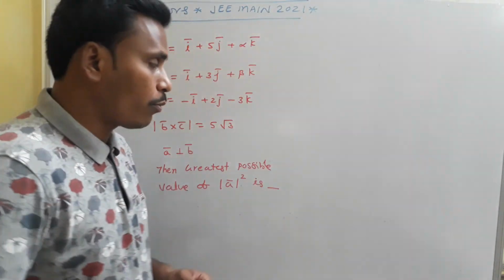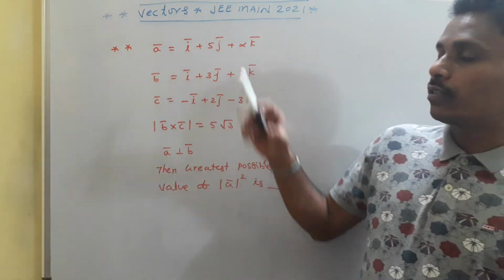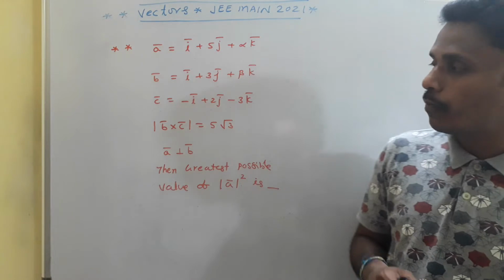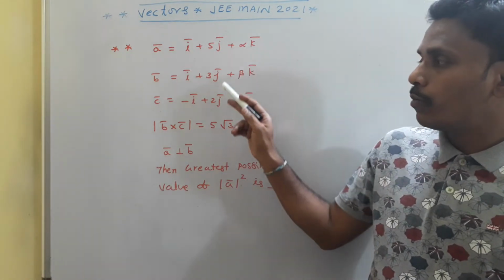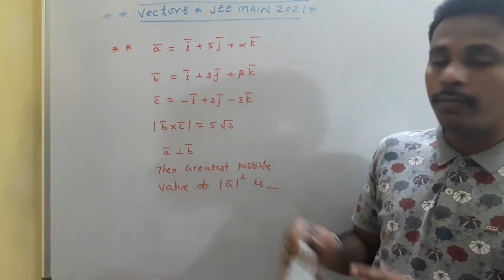ఓకే, వెరీ సింపుల్ ప్రాబ్లమ్స్. See, for this problem, vector a bar is given with 3 components, ijk components mentioned చేశారు క్వశ్చన్లో. వెక్టార్ b bar ఇచ్చారు, వెక్టార్ c bar. So a bar, b bar, c bar are 3 vectors and whose ijk components are clearly mentioned.